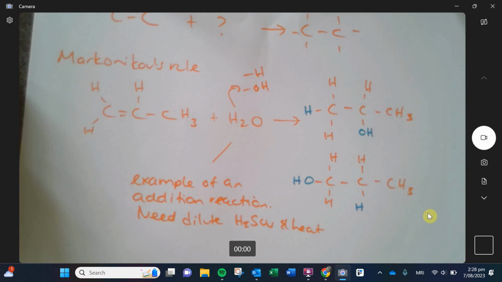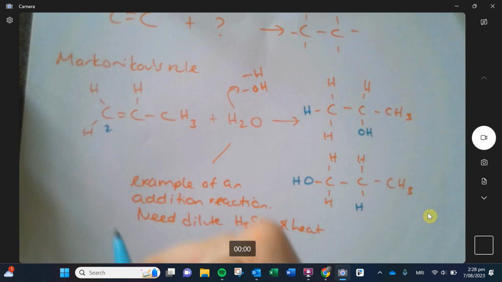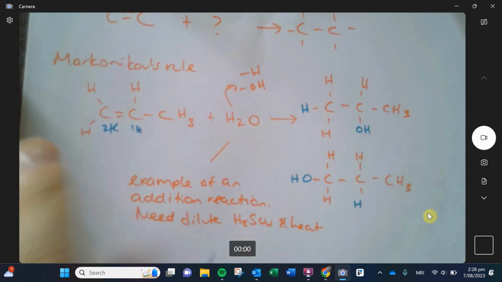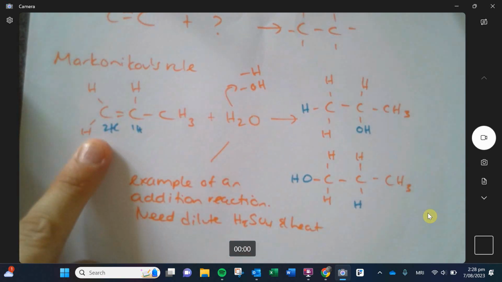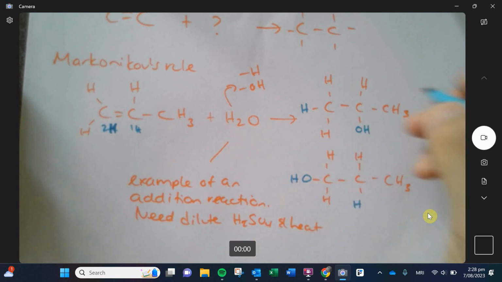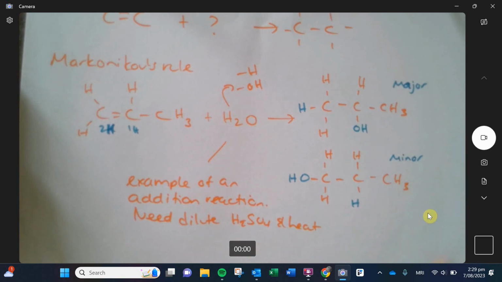Markovnikov's rule states that the one with the most hydrogens, this is carbon number 1 with 1, 2, versus carbon number 2, which only has one hydrogen, the one with the most number of hydrogens is more likely to gain another hydrogen. Sorry, those H's look really bad. So since this one had the most number of hydrogens, it gains the hydrogen. So this is what we call the major product. The minor then is in the instance that the hydrogen doesn't go on the rich carbon. So both products can occur.